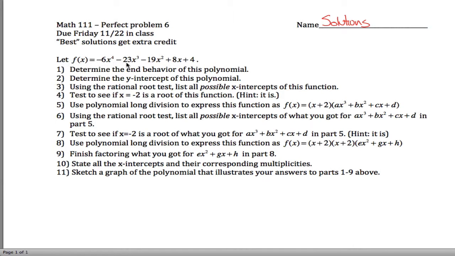F of x equals negative 6x to the fourth minus 23x cubed minus 19x squared plus 8x plus 4. First thing it wants us to do is determine the end behavior of this polynomial.